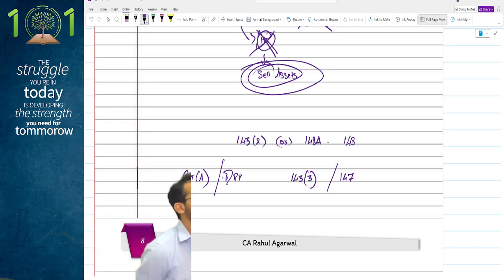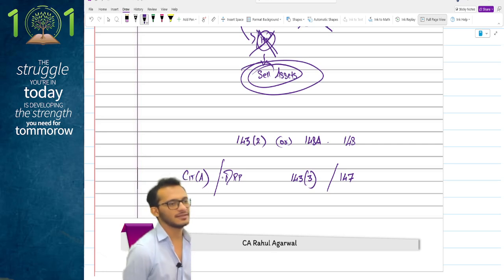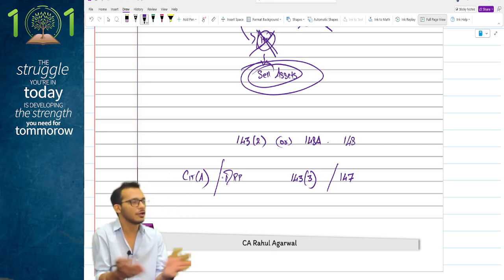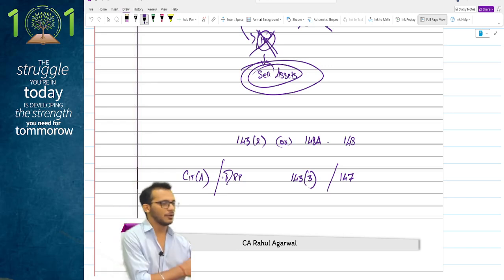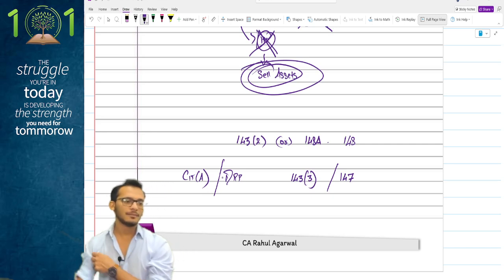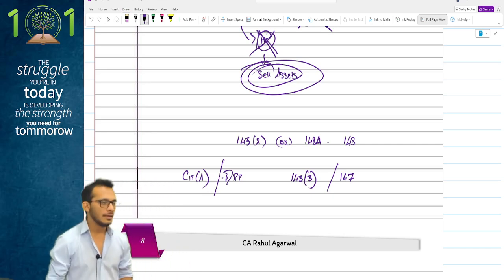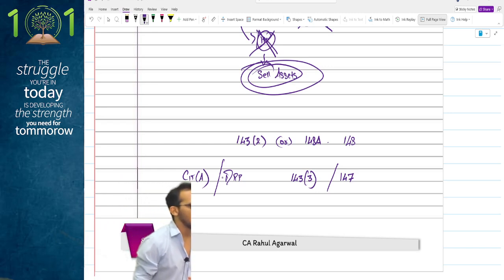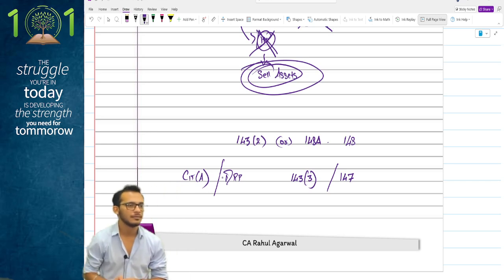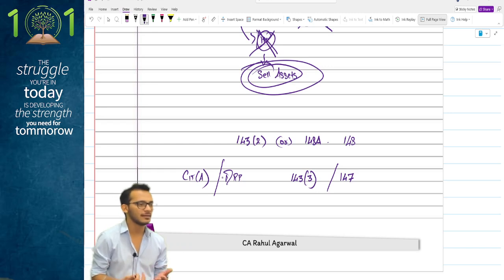What is it called? Proactive measures. What and all proactive measures can you take, people? Proactive measures as in you want to avoid all this. You want to save yourself before itself. Proactive measures. Point number one. You can do AAR, for what reasons? Why will you go for AAR?